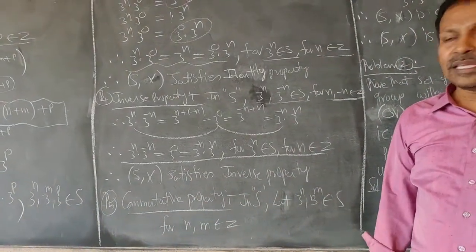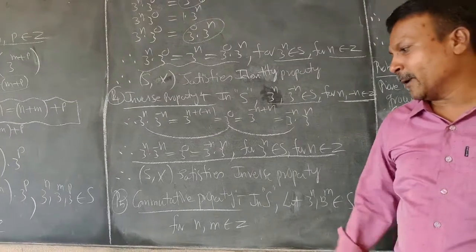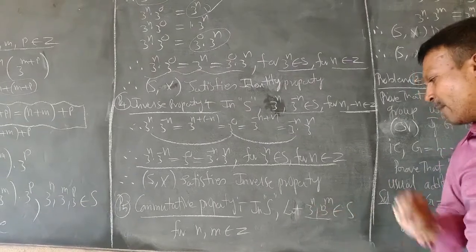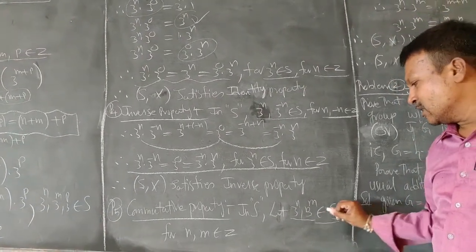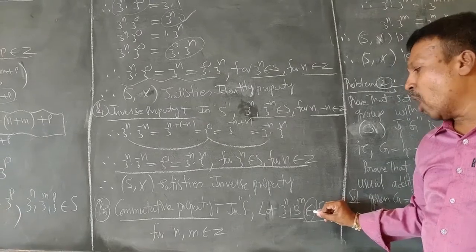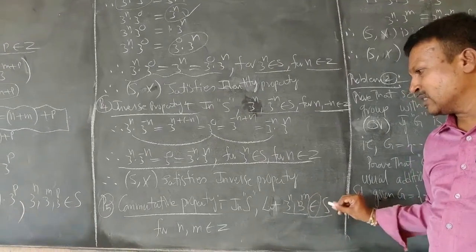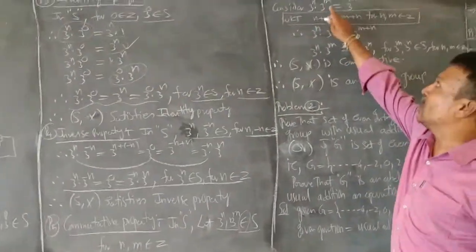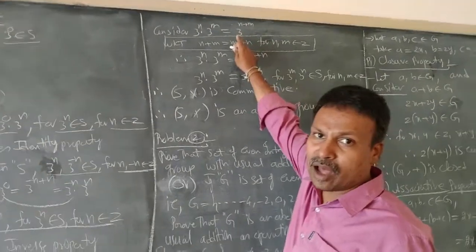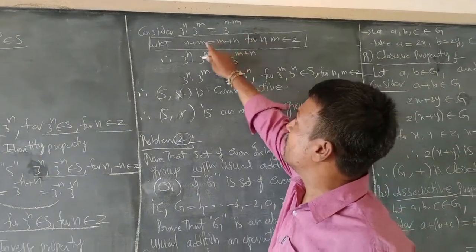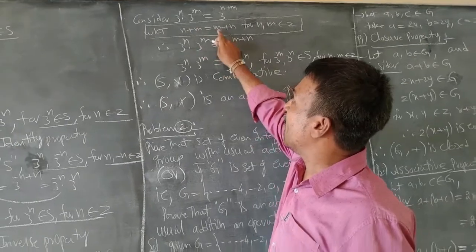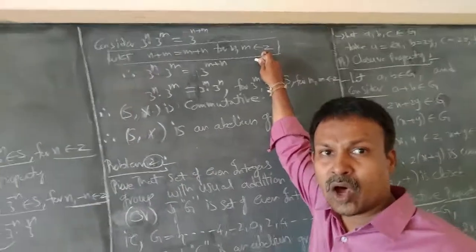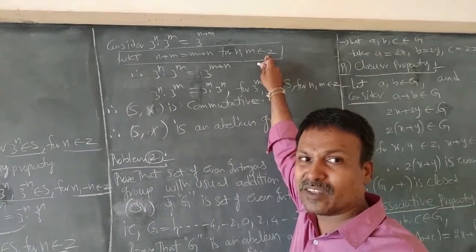And the last property is the commutative property. It is the fifth property. So to prove this property, let us take two elements, those are 3 power n, 3 power m in set S. That is, 3 power n and 3 power m belong to set S, for n, m belong to Z. Let us consider 3 power n into 3 power m. If we use the law of exponents, we get 3 power n plus m. This n plus m can be written as m plus n for n, m belongs to Z. Why? Because in the set of integers, all the elements satisfy the commutative property with respect to addition.